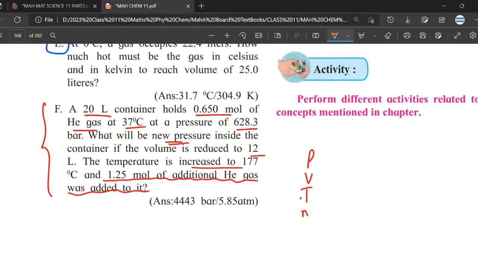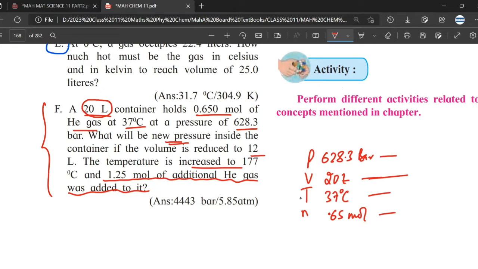But in this case, if you see, this is a case where 20 liter contains 0.65 mole at 37 degrees Celsius at a pressure of 6 to 8.3 bar. Now this is the state 1 and this state 1 will change to new pressure, reduced to 12 liter. Temperature is increased to 177 and 1.25 mole is additional is added. So 0.65 plus 1.25 mole. Have you understood what I'm trying to say? Yeah.